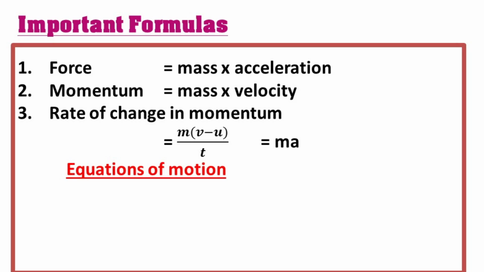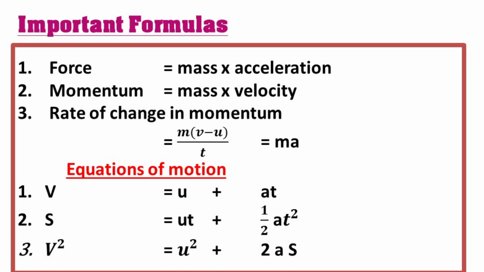Along with these formulas, we also have to use some of the formulas that we studied in chapter number 2, mainly equations of motion. We know there are 3 equations of motion. First equation of motion, v is equal to u plus at. Second equation of motion, s is equal to ut plus half at square. And the third equation of motion, v square is equal to u square plus 2as. So let us begin.